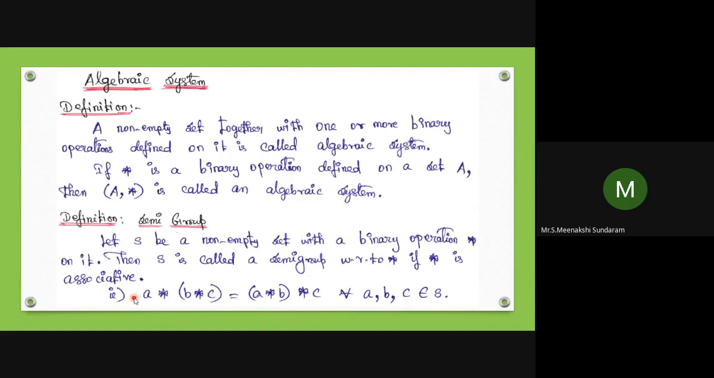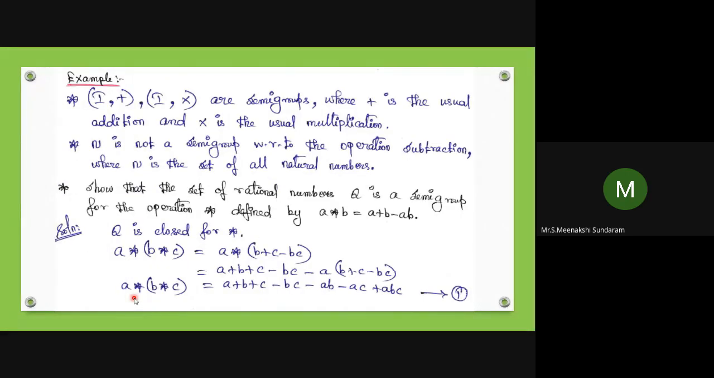(A star B) star C equals A star (B star C). Just by changing the brackets, if you prove LHS equals RHS, then we can conclude that it is a semigroup. Definition. Example of a semigroup.